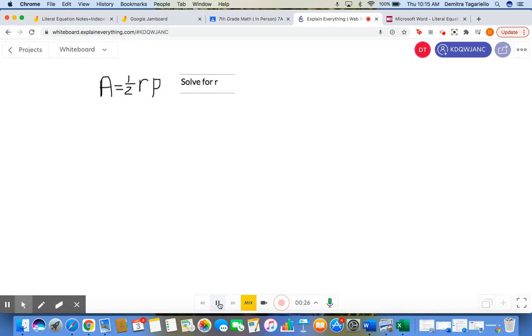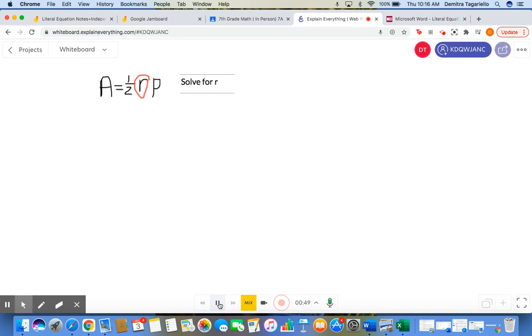So this is the literal equation we're working with, which is a equals 1/2 r times p, and we're going to solve for r. So the first thing we're doing is circling r because we know that is what we're solving for. I need to get r totally by itself, and I'm noticing 1/2 and p are attached to it. So what I want to do is get those things away from r.